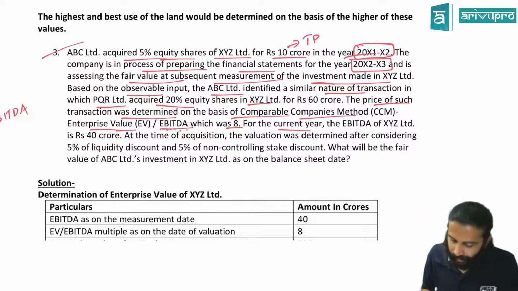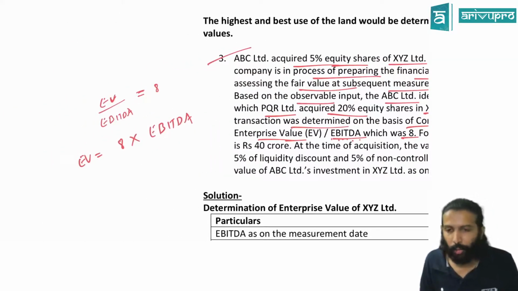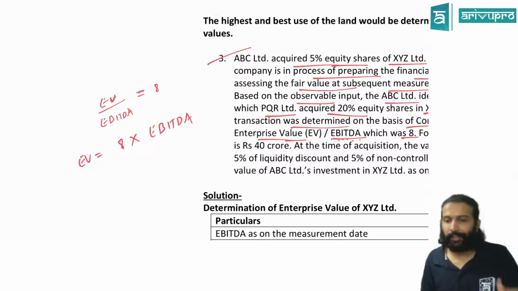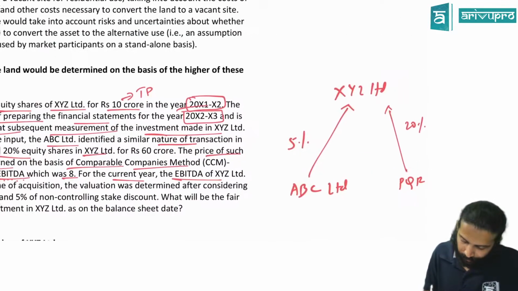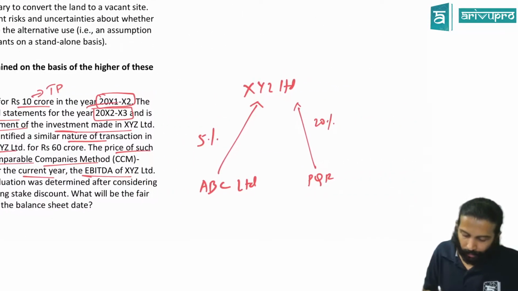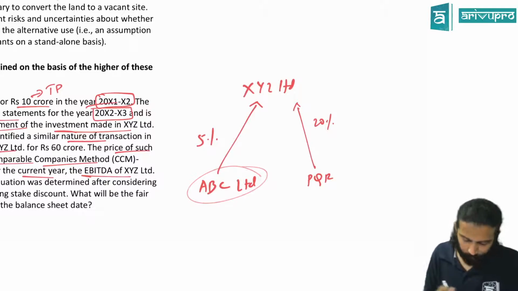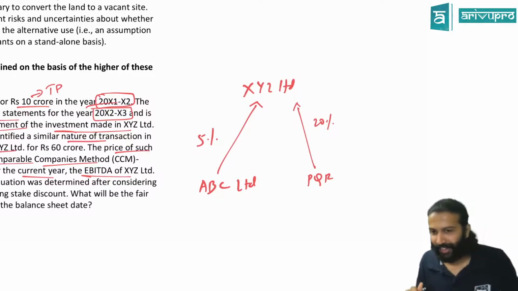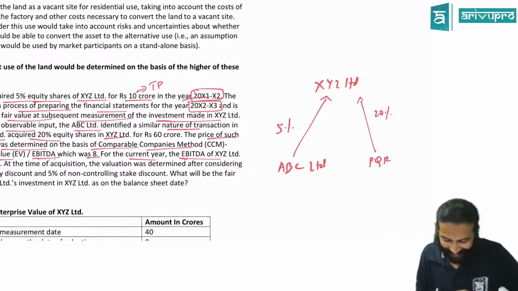For the current year, EBITDA of XYZ is 40 crore. Current year, their EBITDA is 40 crore means their value will be how much? 8 times, correct? So 40 crore into 8, which is 320 crore is the value of this XYZ. Once you get the value, easy no sir, we own 5% of it. So 320 crore into 5%, straight away you get the value. Simple. Adjustment, we'll see, they'll give now.